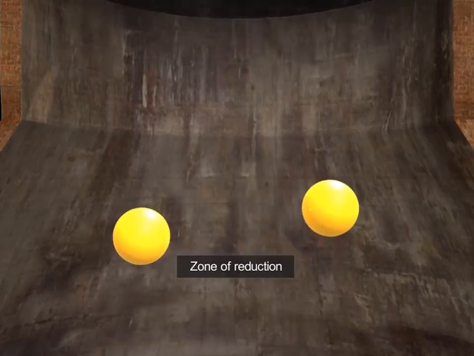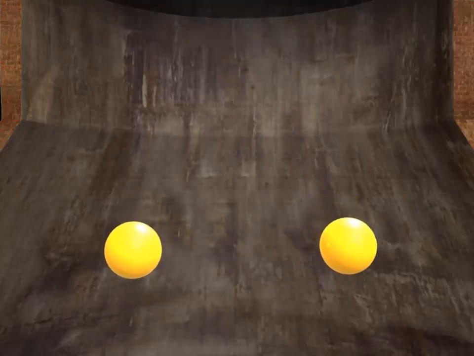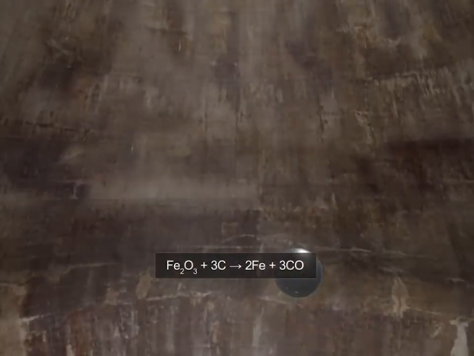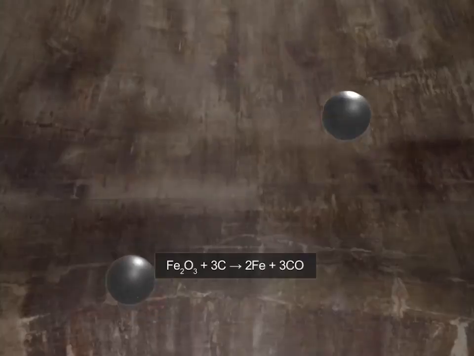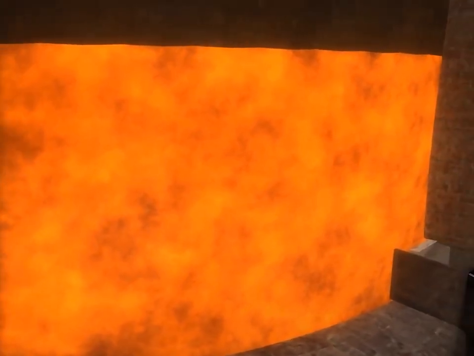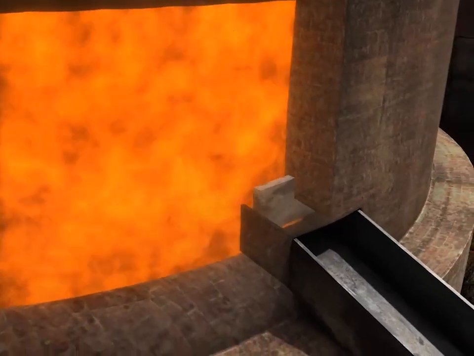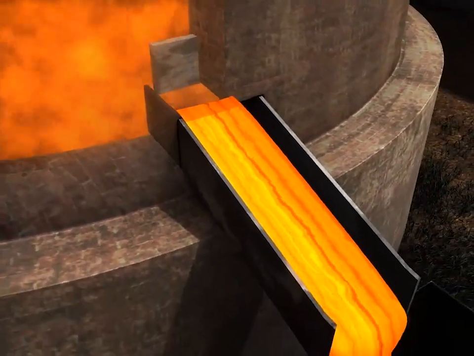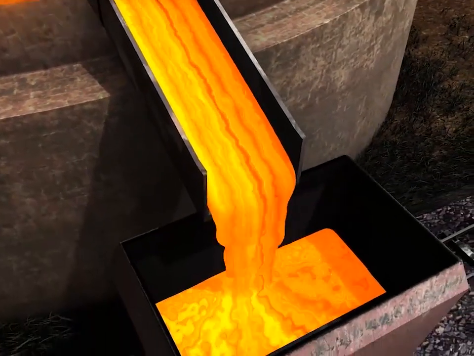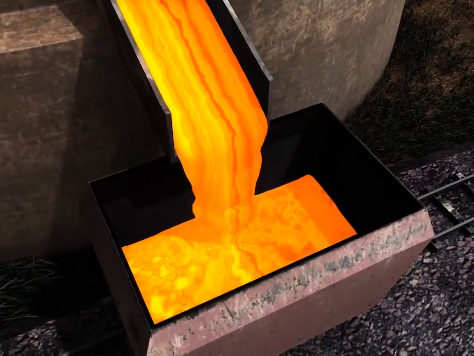As the iron descends down through the hotter regions of the furnace, it melts. Lower down the furnace, where the temperature is high, any unreduced ore is reduced directly by carbon. The molten iron collects at the bottom of the furnace and is tapped periodically. It is poured into sand molds and allowed to cool and solidify.